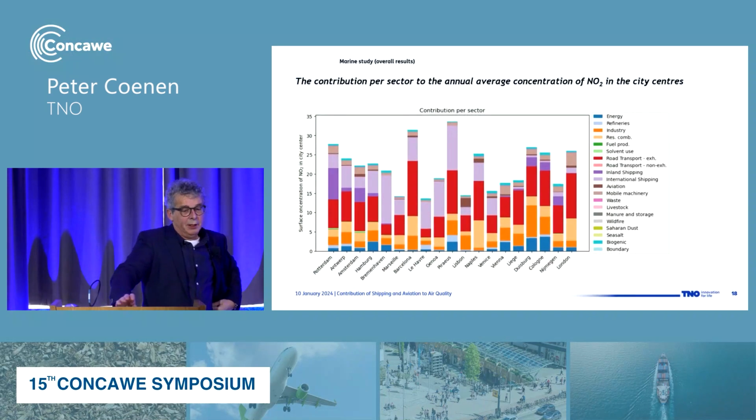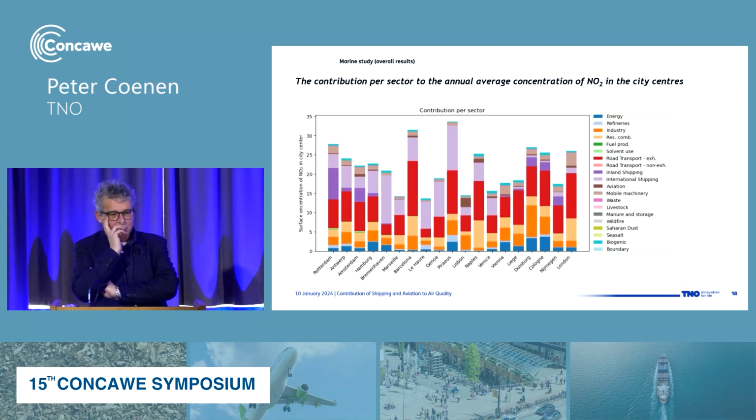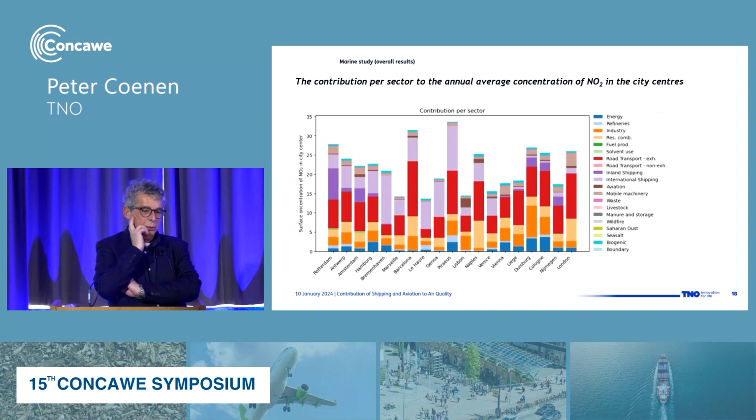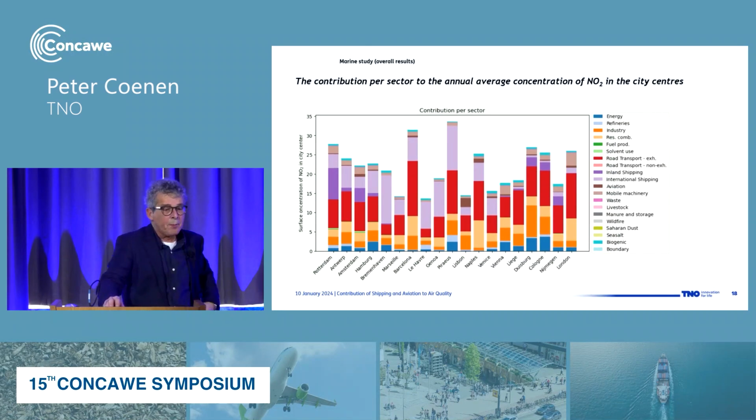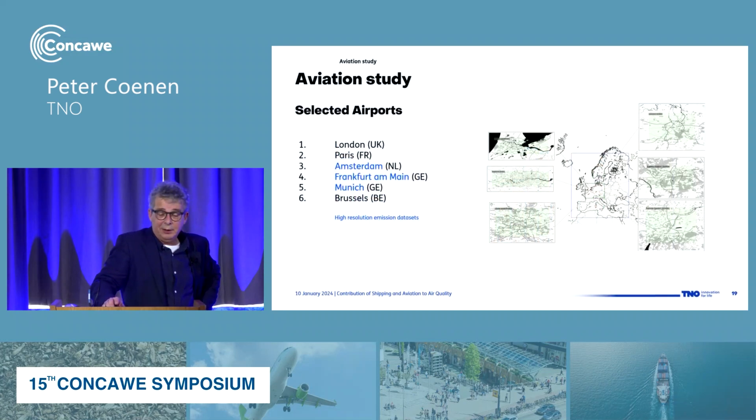So, trying to summarize everything in this graph, if you look at the light purple bars in comparison with the red bars, you see that in some cities the contribution of shipping is even higher than the contribution of road transport, and will be growing relatively when road transport emissions go down.